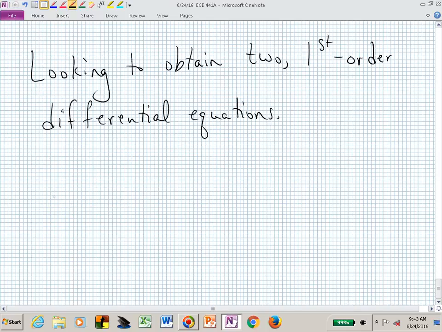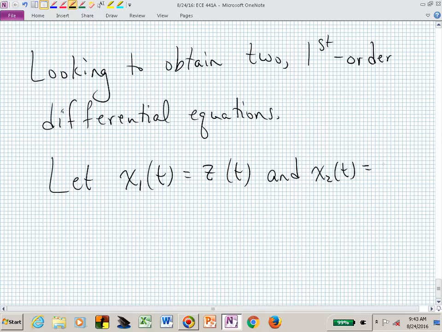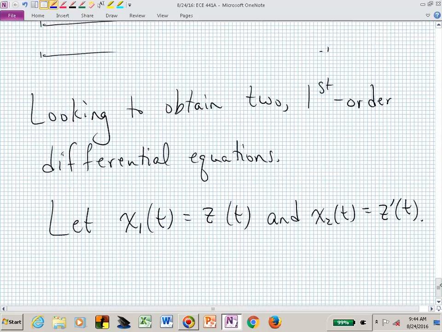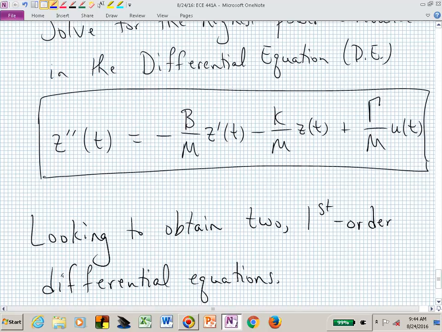And to do that, let me just define x1 of t to actually be the position, z. And let me define a second state variable to be the velocity. And once I've done that, now I'm looking for an x1 prime equation and an x2 prime equation, where on the right-hand side of those equations, I only want to find x1, x2, and my external inputs, all based on this system relationship between the dynamics.